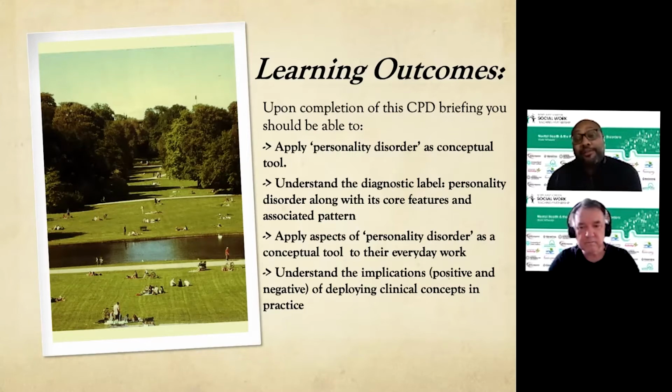So in the feedback, it's helpful if we do achieve that. Let us know. If not, that's also important. The next learning outcome is to understand the diagnostic label of personality disorder, along with its core features and associated patterns. This is a label. It is something that is deployed to help understand people. It doesn't define people. It's a diagnostic label. So hopefully you can understand what that label means, which will in turn help you to apply it appropriately.